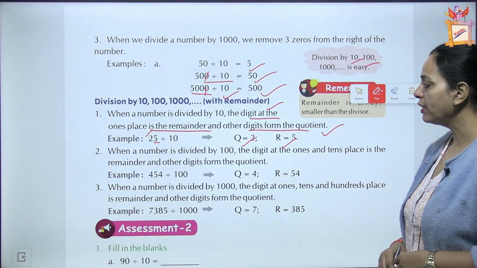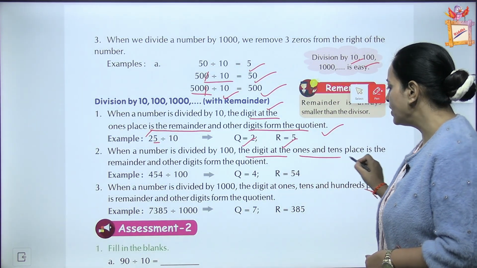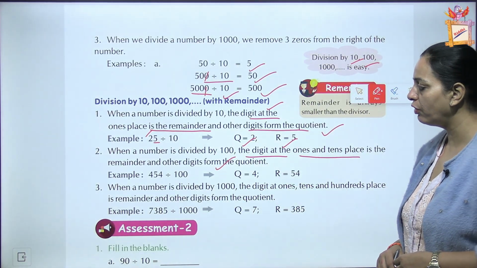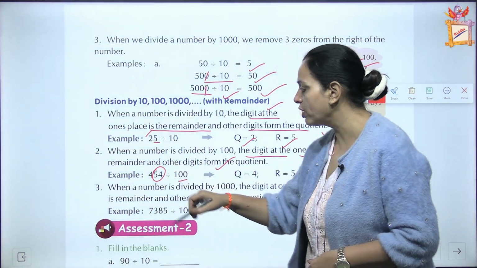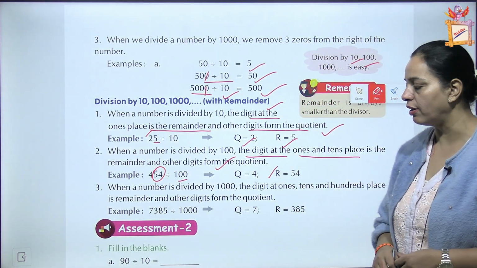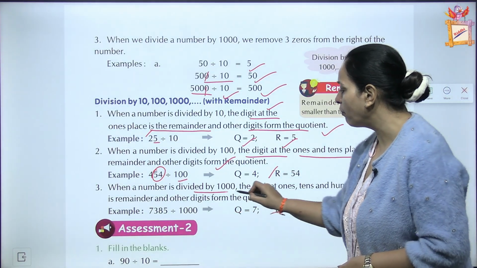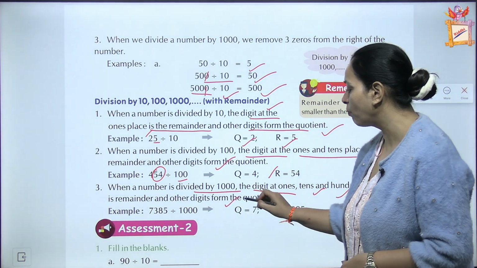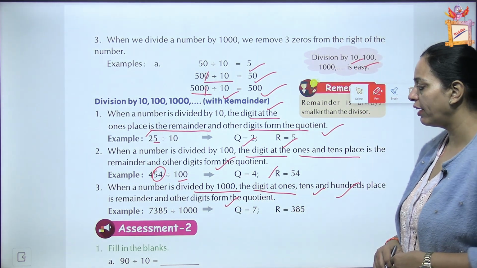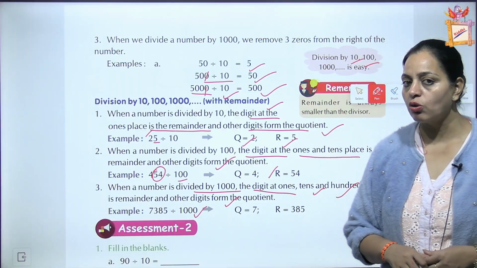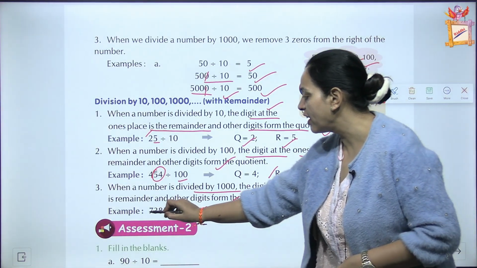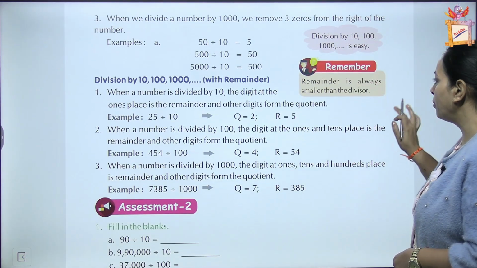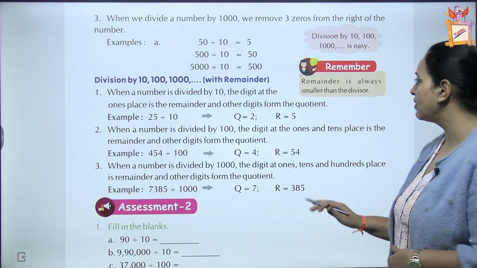Okay. Now when a number is divided by 100, the digits at the ones and tens place are the remainder and the other digits form the quotient. Like 454 divided by 100. So 54 is the remainder and 4 is the quotient. The third, when a number is divided by 1000, the digits at ones, tens and hundreds place are the remainder and the other digits form the quotient. Like 7385 divided by 1000. So what is the quotient? This is 7 and remainder is 385. Remember, remainder is always smaller than the divisor.